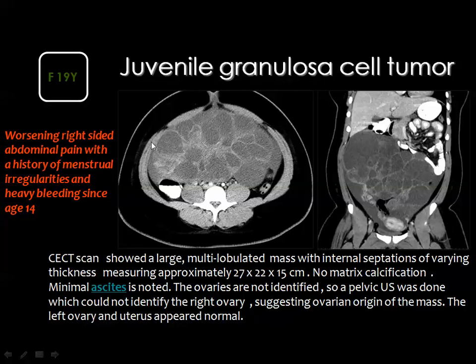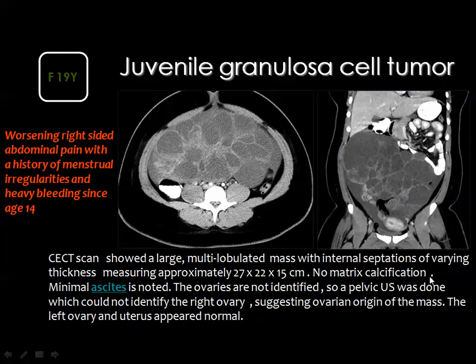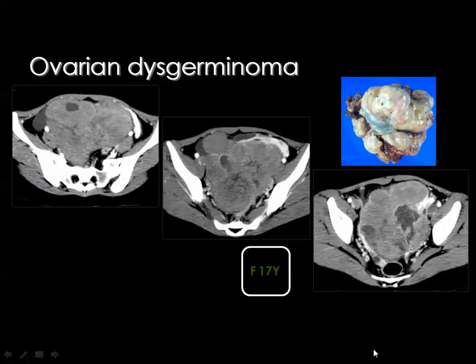Then the tumors sometimes may show matrix calcification, and there may be some ascites as in this case. Then if you look carefully, you can see the normal uterus, so it's easy to know that this is of course of extrauterine origin. And remember, the age of the patient is young and the tumor is big.